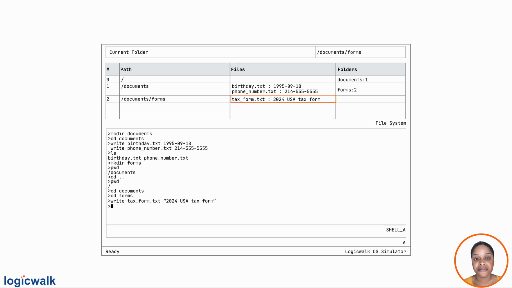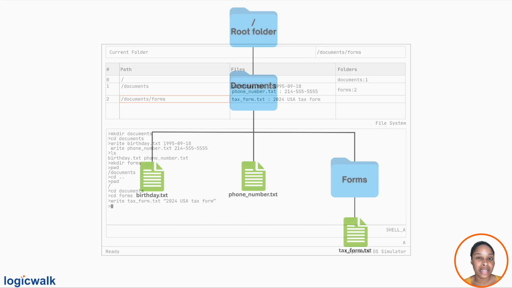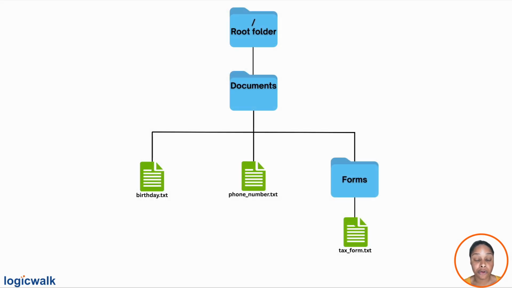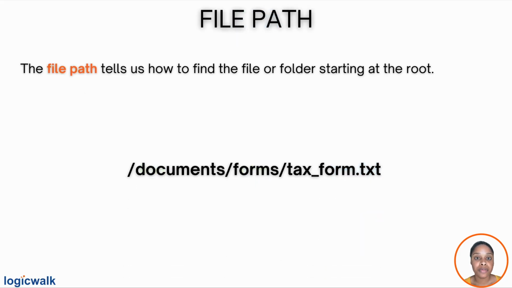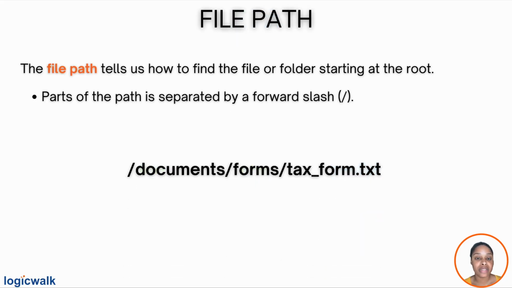As we continue creating files and folders, notice how the system forms a unique path to each item. For example, if we started at the root folder and want to reach the tax form we just created, we would follow this sequence. Start at the root folder, then go to the Documents, then to Forms, and finally to the tax form text file. What we just described is called a file path. Each part of the path is separated by /.